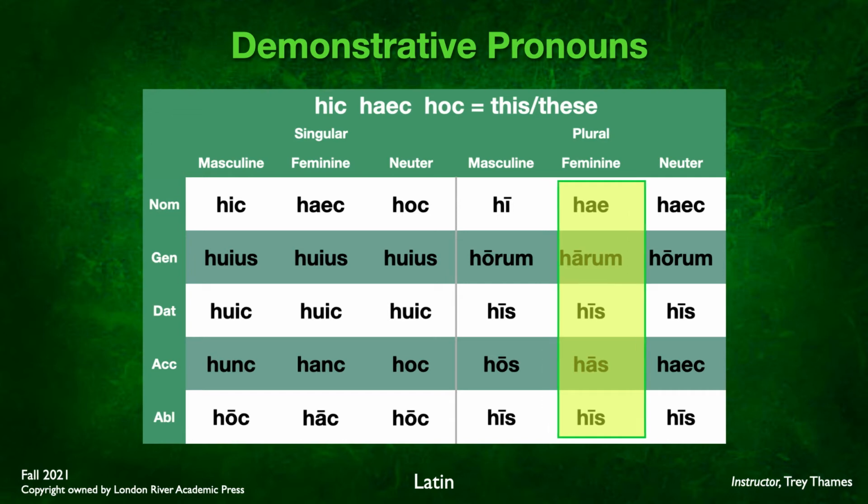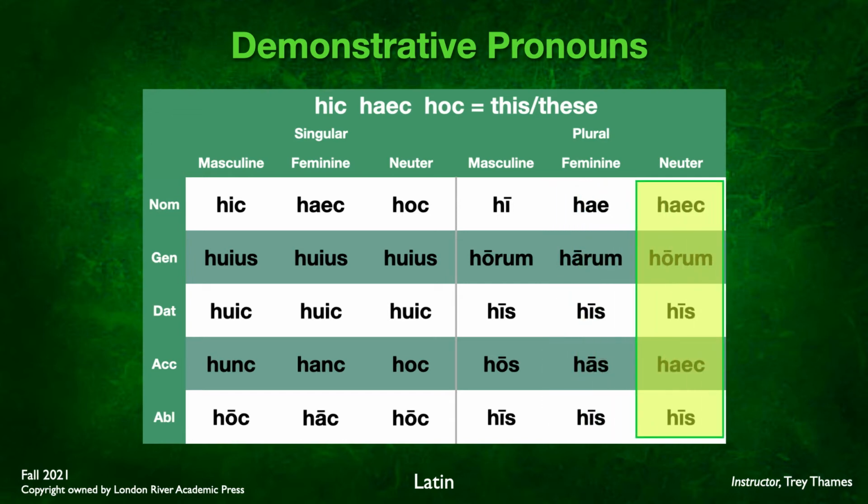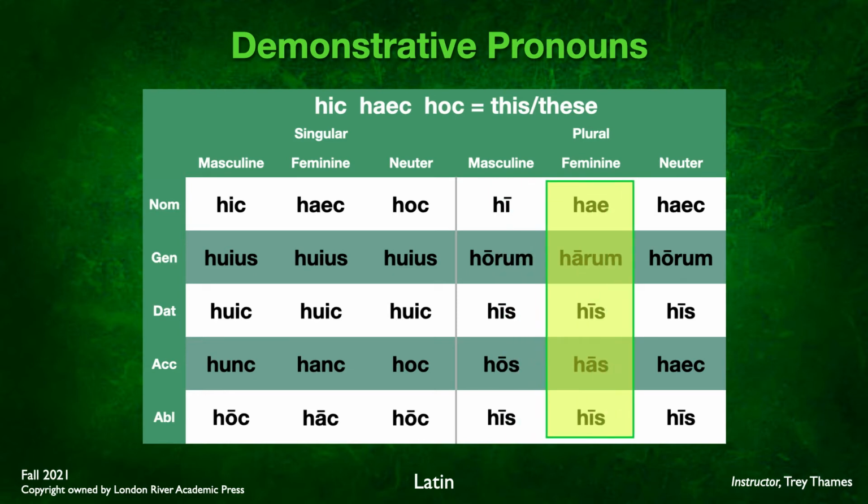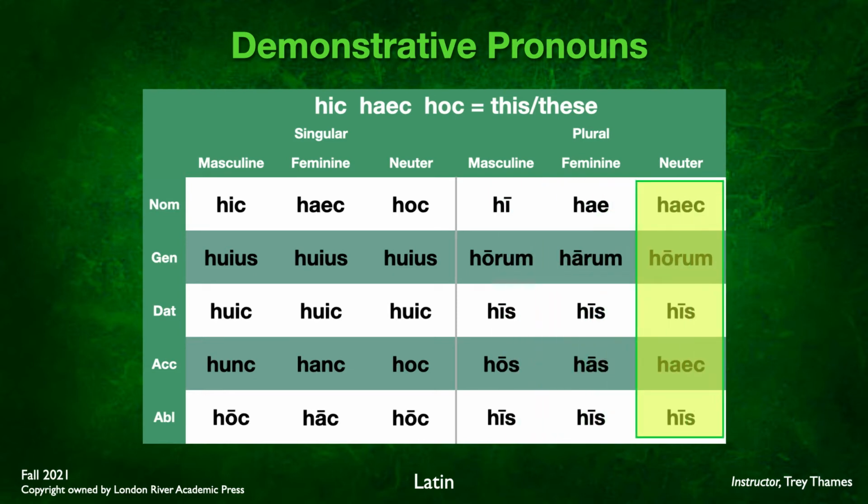Now, neuter is almost exactly what you'd expect. If you remember, your neuter endings were a, orum, is, a, is. Here it is an AEC, so again, you'll have to memorize this variation, but it's haec, horum, his, haec, his. So again, we'll work down. Hi, horum, his, hos, his, hae, harum, his, has, his, haec, horum, his, haec, his.